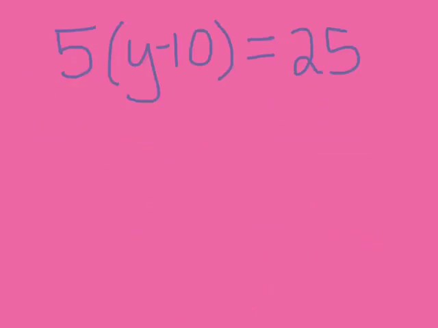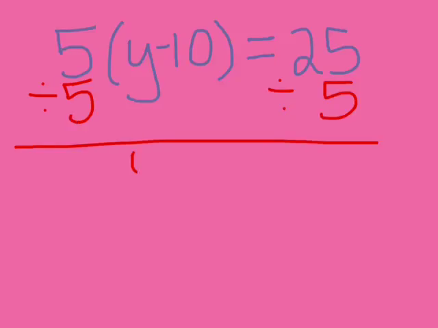Let's try another one. 5 times the quantity y minus 10. Again, it would not hurt anything if you distributed the 5 and then solved from there. You would still get the correct answer. It's just an added step you do not have to do. So the shorter, quicker, easier way to do it is just to undo the times 5 that's living outside the quantity first. So we're going to divide both sides by 5.